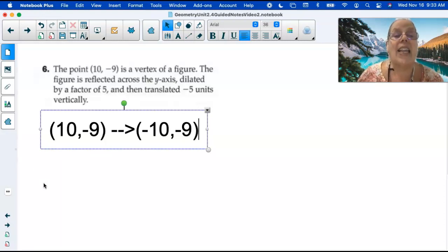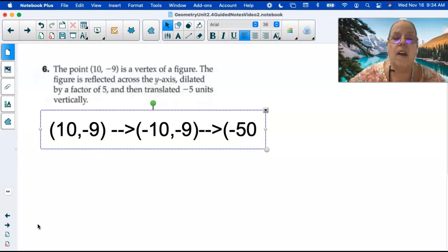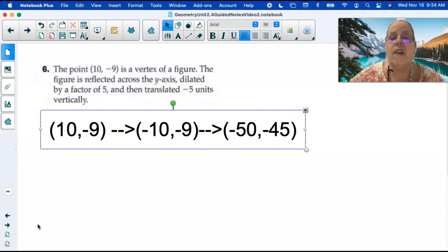Okay, it was dilated by a factor of 5 and then translated negative 5 units vertically. So it was scaled by a factor of 5. So now we're going to multiply each of those coordinates by 5. Negative 10 times 5, negative 50. Negative 9 times 5, negative 45. Okay, that's where we ended up now.